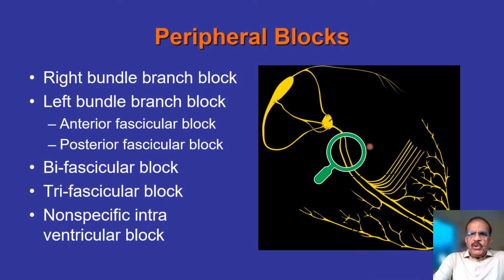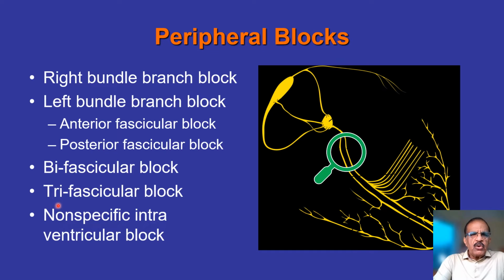So the pathology is somewhere here, distal to bundle of His in any of the branches, right or left. So right bundle branch block, obviously the problem is in the right bundle anywhere. Left bundle branch block, it could be in the main stem up to this point, or it could be in the posterior fascicle or the anterior fascicle.